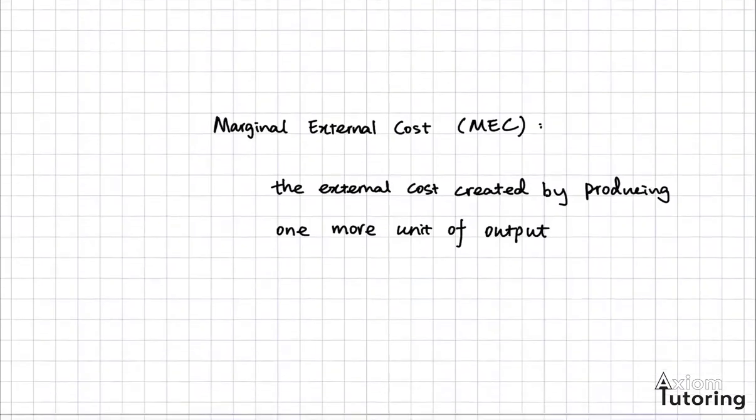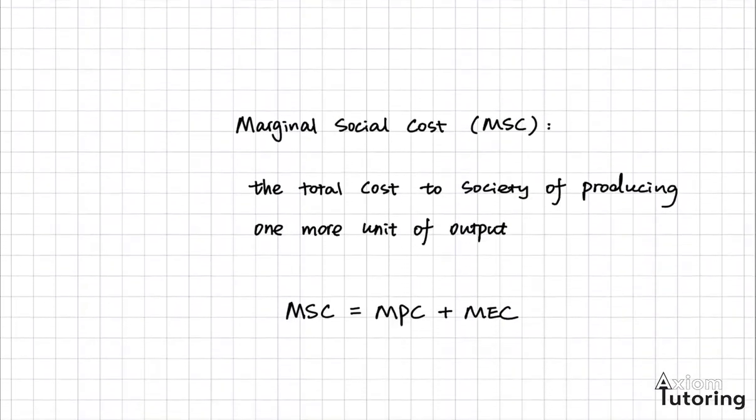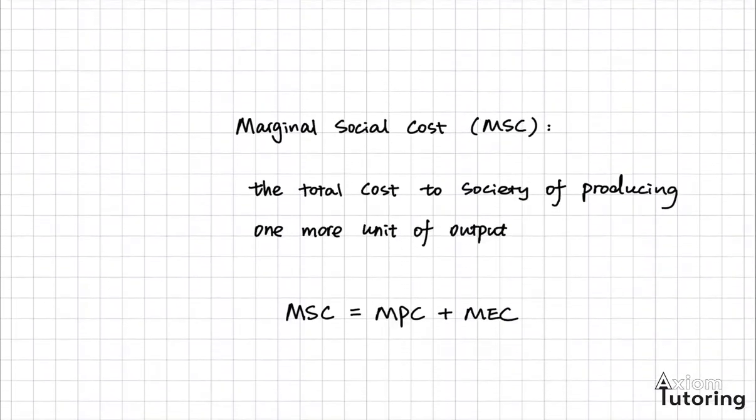And marginal social cost is the total cost to society of producing one more unit of output. And marginal social cost is the sum of marginal private cost and marginal external cost. So marginal social cost includes both the firm's internalized extra production cost and the extra harm caused to society, but is not internalized by the firm.